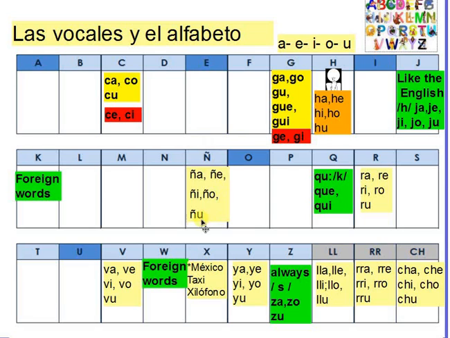This is a sound we don't have in English. In the English language, we don't have this sound. But it's a pretty easy sound. And then we have the letter P.